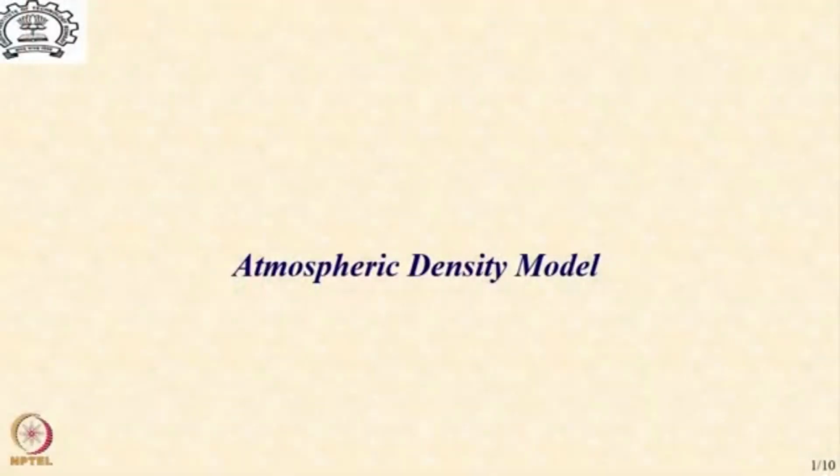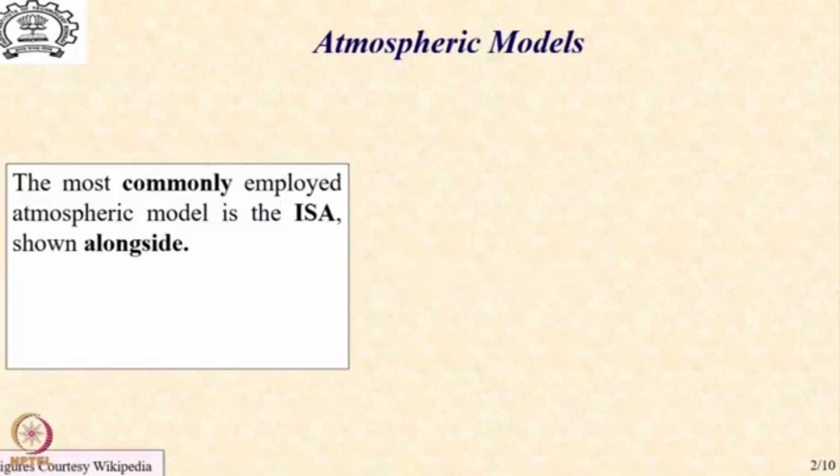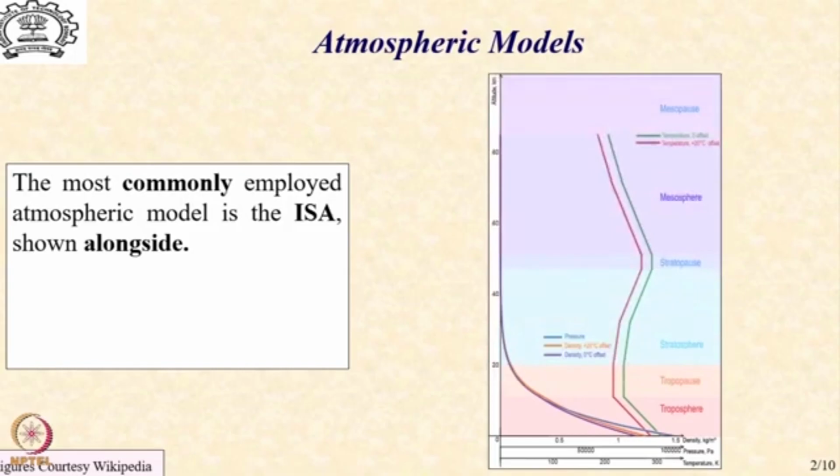In this regard, let us first consider the atmospheric density model. The most commonly employed atmospheric model is the International Standard Atmosphere, which is shown alongside. This model of atmosphere contains three basic parameters, that is temperature, pressure and density, as a function of the altitude above the surface of the earth.